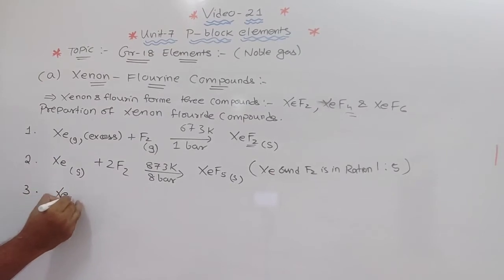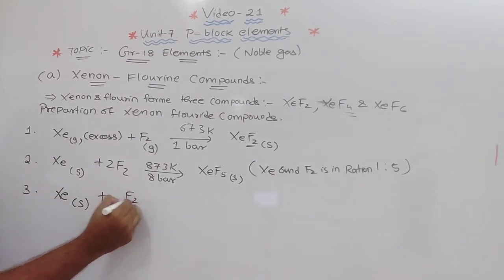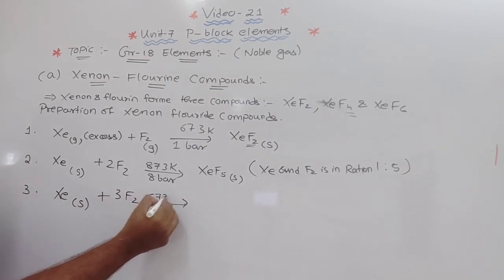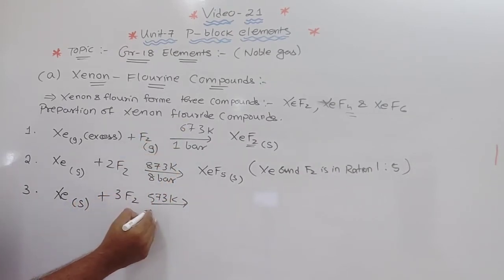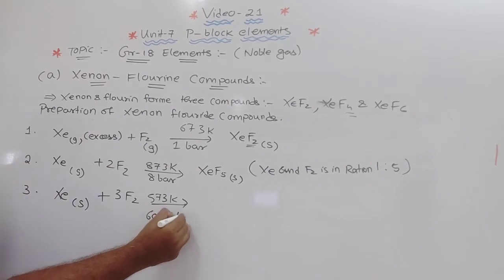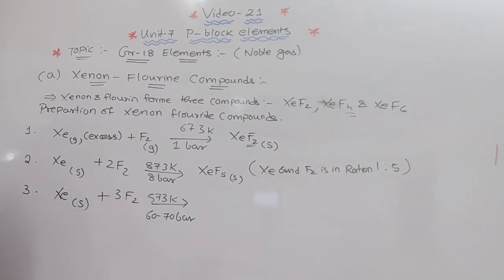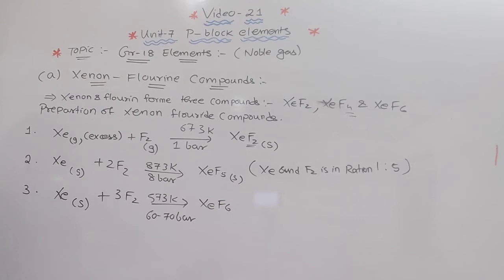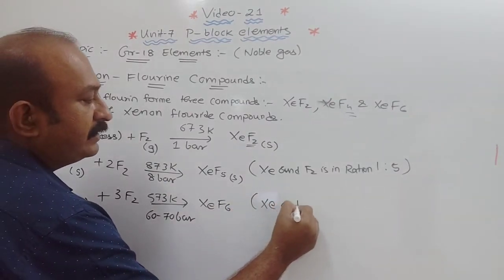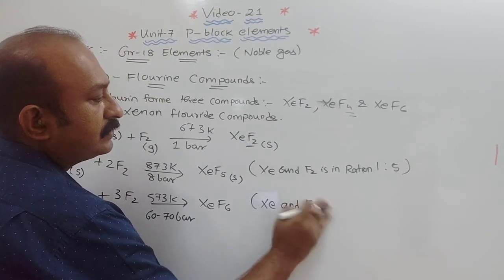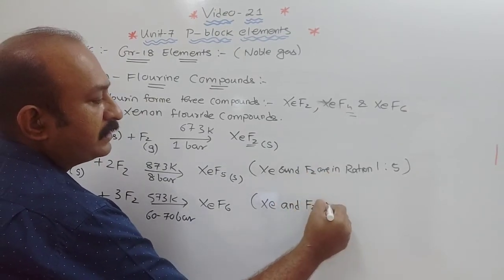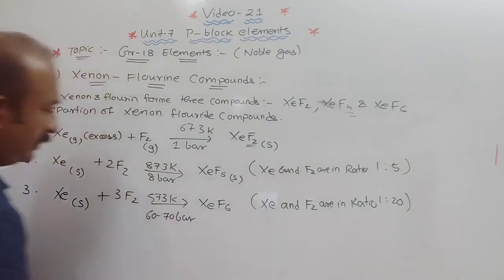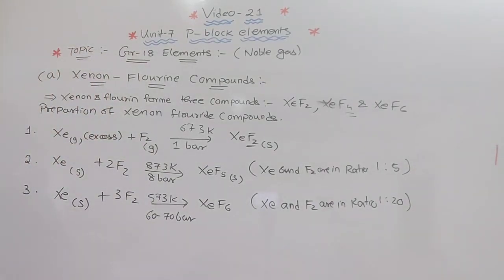Now Xe plus 3F2 in presence of temperature 573 Kelvin. If you see, the temperature was increasing before, but now it is decreasing because the pressure is highest here, 60 to 70 bar, the highest pressure taken. You will get XeF6. Now in this case Xe and F2 are in the ratio 1:20. Understood? So this is what you have to remember.